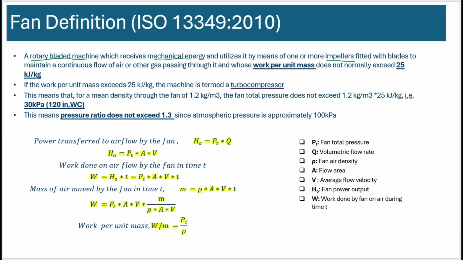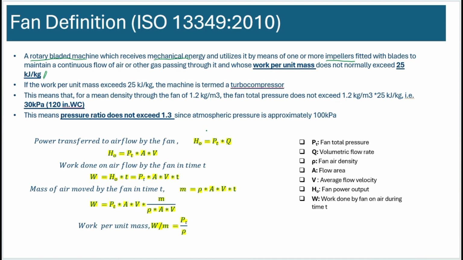Impellers are the rotating parts fitted with blades to maintain a continuous flow of air or other gas. It doesn't have to be air, it's some type of gas, either air or something else, passing through, and whose work done per unit mass on that gas or air does not exceed 25 kilojoules per kilogram. So if 1 kilogram of air or a gas is passing through this rotary bladed machine, the amount of energy transferred through work to that gas or air should not be more than 25 kilojoules per kilogram.